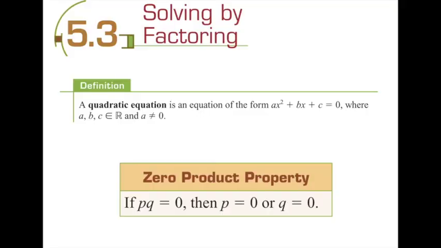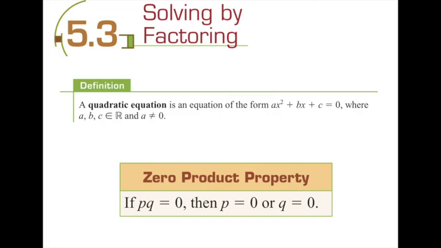So the first thing I'm going to talk about is what this word means. A quadratic equation is an equation, obviously, in the form ax squared plus bx plus c equals 0. The quadratic will always have an x squared. We've done linear equations, mx plus b. In a linear equation, your x is to the first power. In a quadratic equation, your x is to the second power, all right?